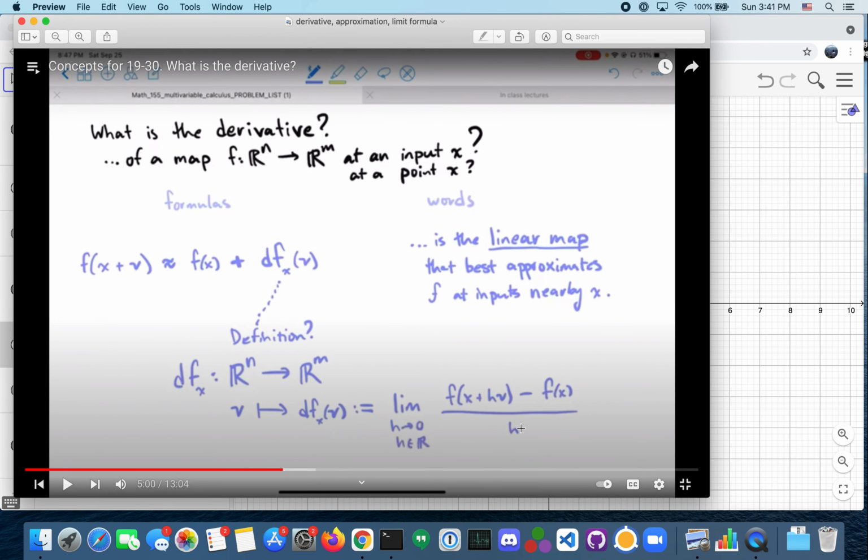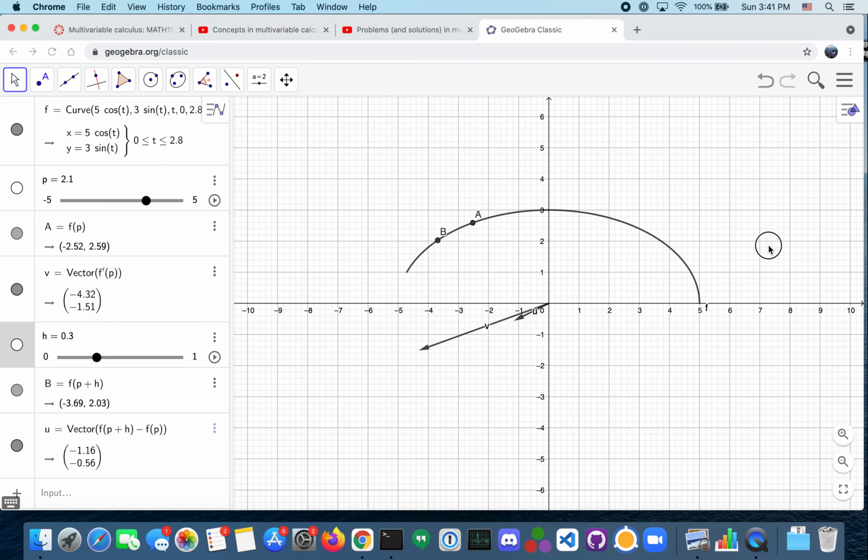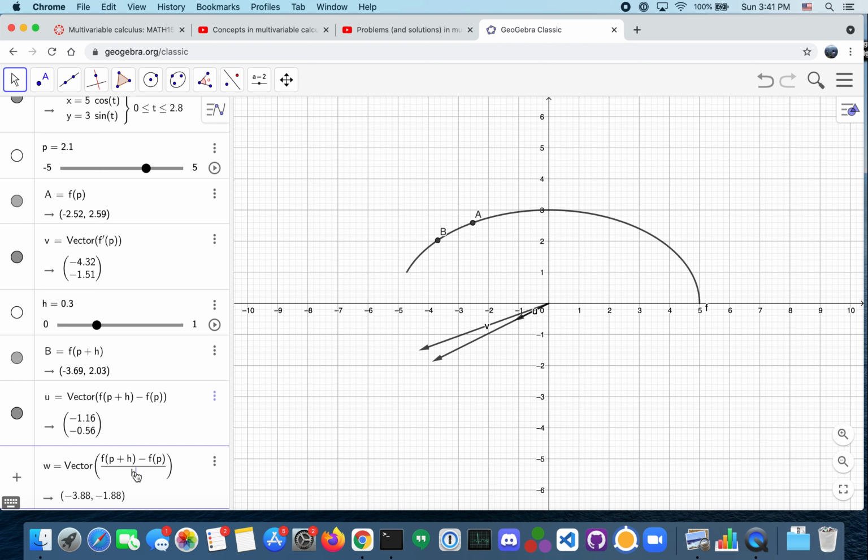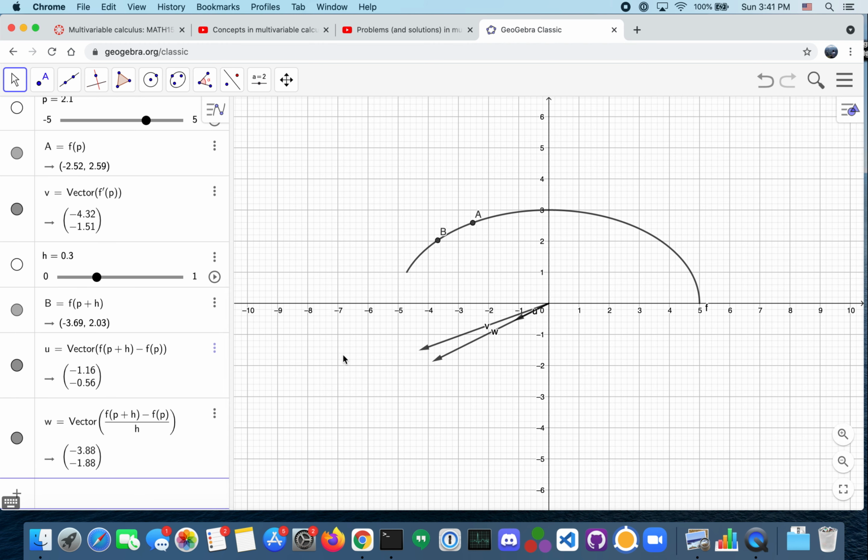That is why we divide by h. And when we divide by a little number, it makes the vector bigger. And so when I instead take the vector, let's say W equals f of p plus h minus f of p, but now I want to divide by h. Here's that formula. Now you see I get a different vector. It's this W vector. So there was my previous one.